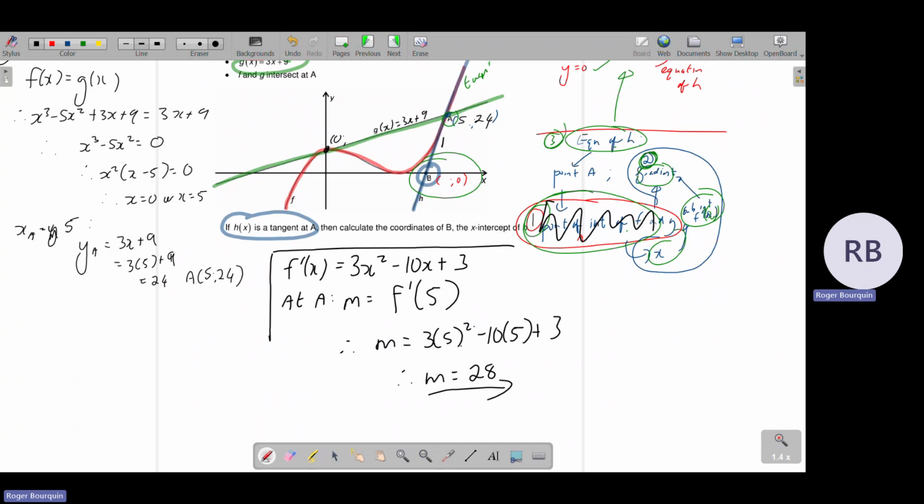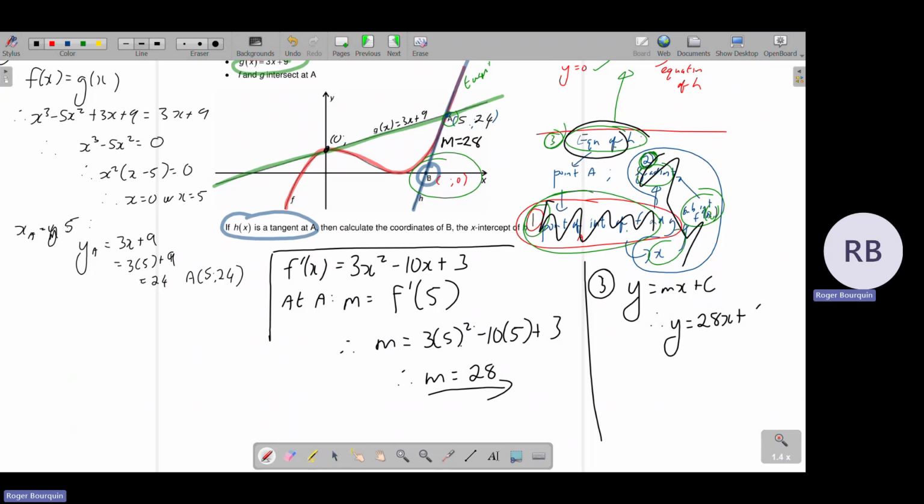So now I've got the gradient of that tangent. So I've done that step, right? Why did I want to do all of that? Because I wanted to get the equation of the blue line. So step 3, to find the equation of that line, I'm going to use y is equal to mx plus c. Do I know the gradient? Yes, it's 28. So y is equal to 28x plus c.